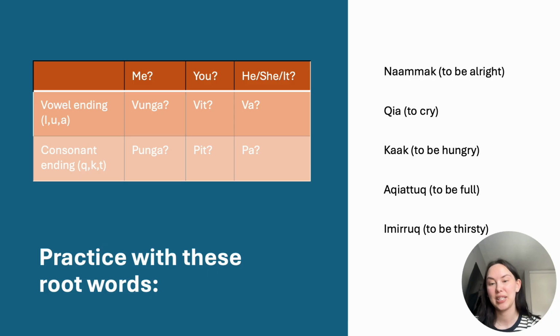And the last word here is imerok. So imerok is to be thirsty. So you notice we have that part from imek, which is to drink. And here we have imerok, which is to be thirsty. So if I'm asking you, are you thirsty? I would say imerok bit. Imerok bit. And if I'm asking about a third person, imerok ba. Imerok ba. Is he or she thirsty?